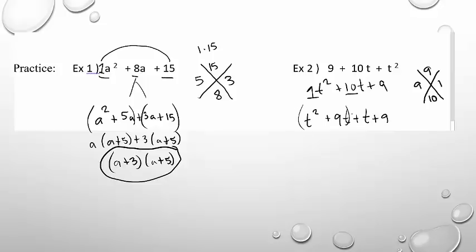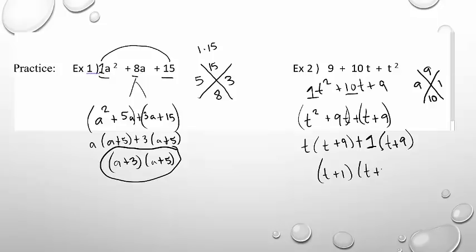And now it's a review problem. So I get t plus 9. Remember, if you don't have anything in common, you always have a 1 you could use, and you do have to take out a 1. So my answer is t plus 1 times t plus 9.